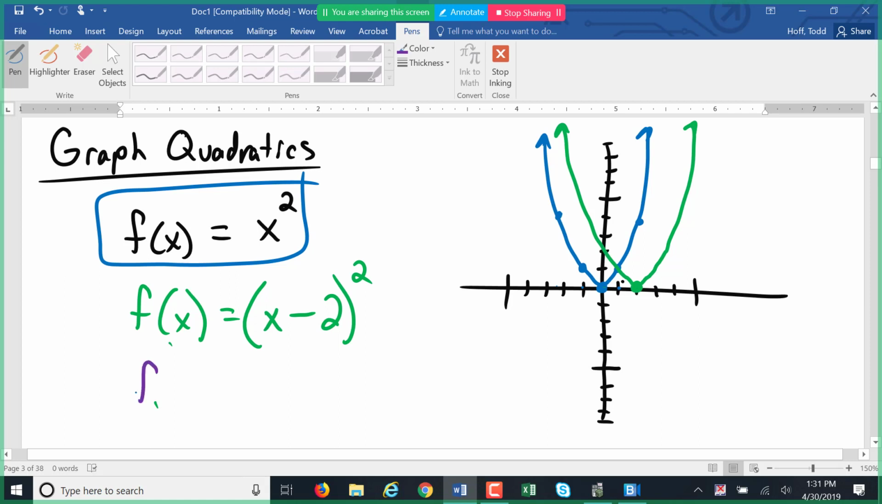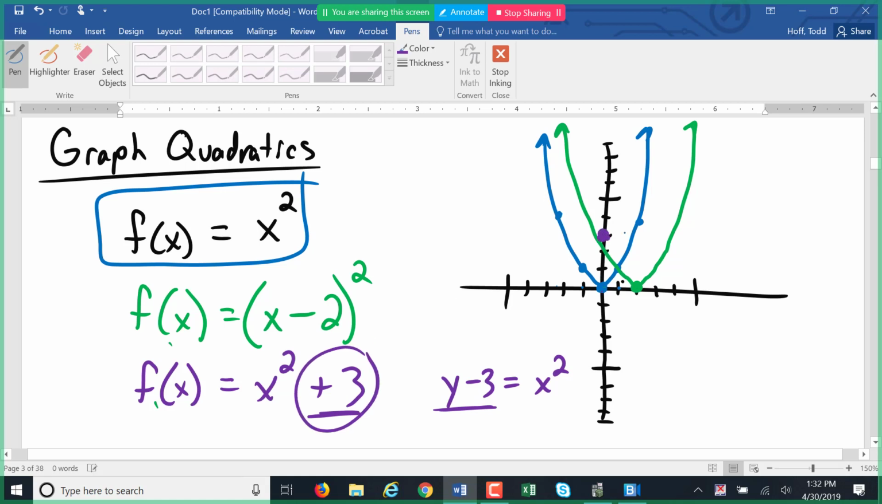The other thing we could do looked like this. Now technically what this was is, if there was a y here, this would be y minus 3 equals x squared. We subtracted from the y. But when we do f of x notation, we have to put stuff over on the other side. So even though that's a plus 3, we're really subtracting 3 from y. And of course we do the opposite. Subtracting 3, the opposite means we go up 3. So the vertex here is at positive 3 on the y-axis. And again, we're the same width.